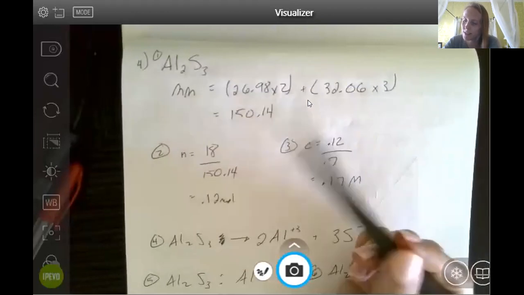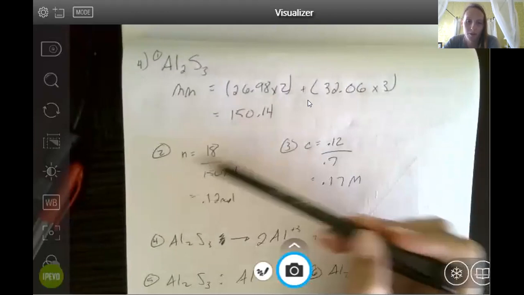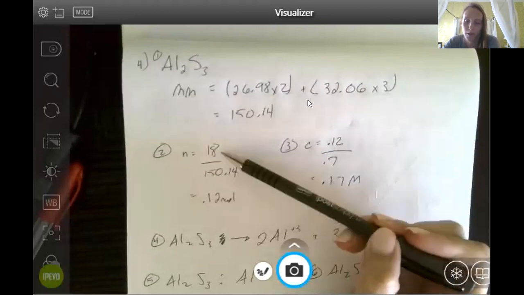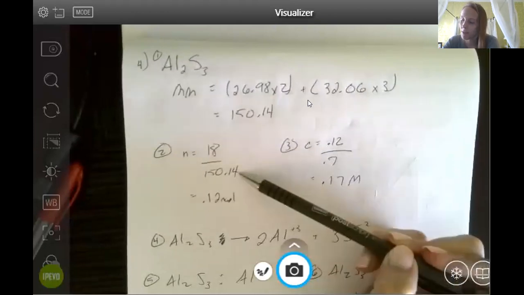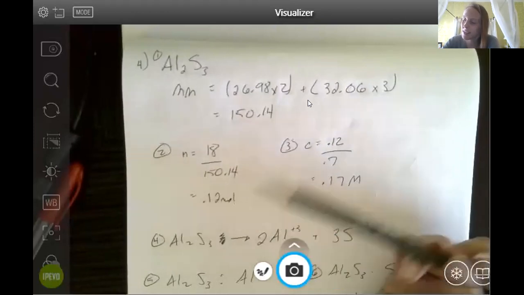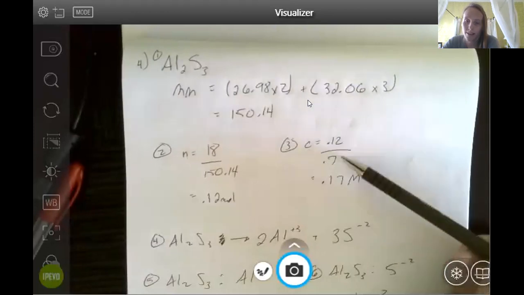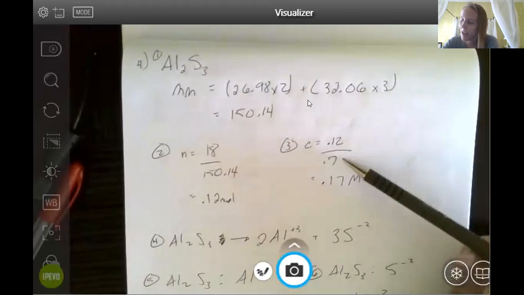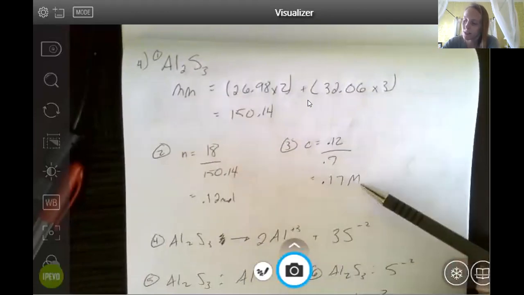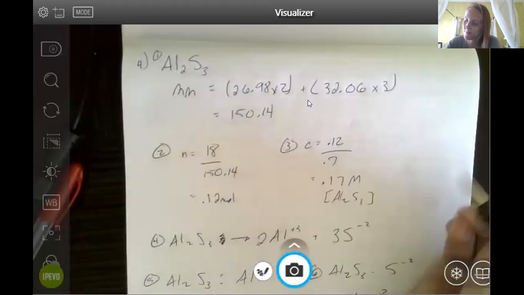Our second step is to find the moles. So moles equals mass over molar mass. The mass we are given, the molar mass you just calculated. And when you divide, you get roughly 0.12 moles. Then I can use C equals n over V, plug in the moles I just calculated, divide by the volume in liters, which we're given, and we get 0.17 molar. That is the concentration of the aluminum sulfide.